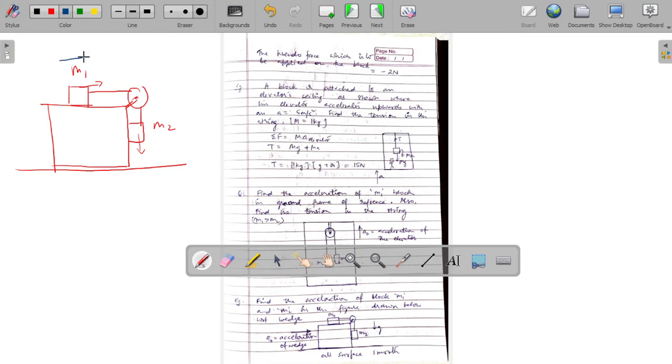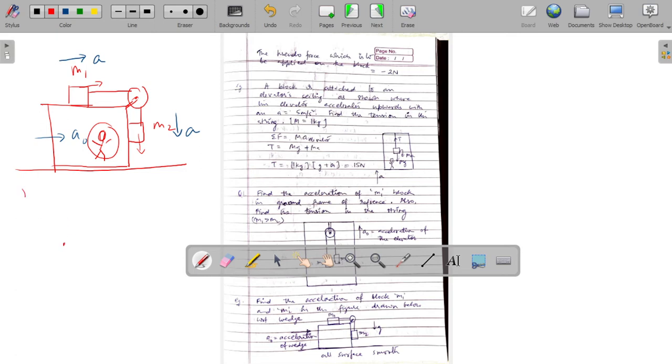We would say mass m1 has an acceleration a in the rightward direction and mass m2 has an acceleration a in downward direction, and we already know that the wedge is moving to the right with an acceleration a naught. So let us draw the free body diagrams of both the blocks, masses m1 and m2, by a person sitting in the frame of reference of the wedge.